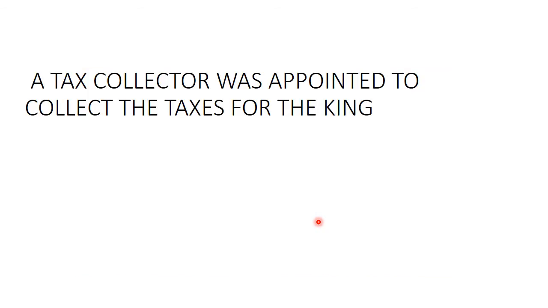Now, to collect all these taxes, a tax collector was appointed by the king, and he usually belonged to a wealthy and influential family, and most of the time he was a close relative of the king, and his post was hereditary. That means after his death, his son would take over the collection of taxes.